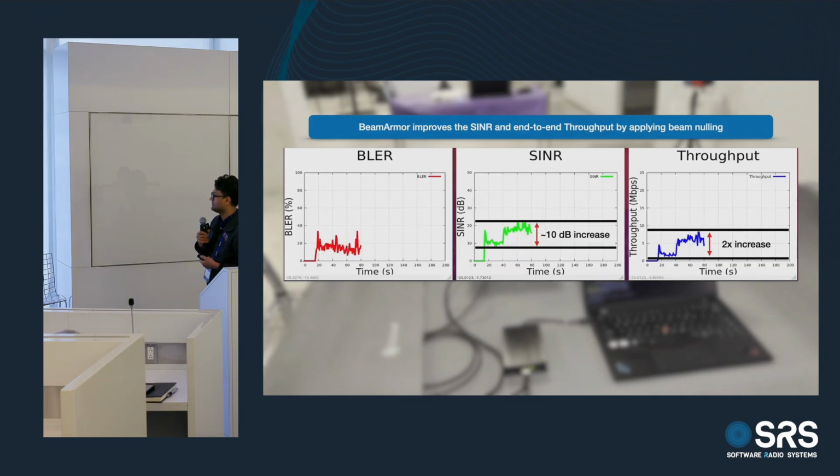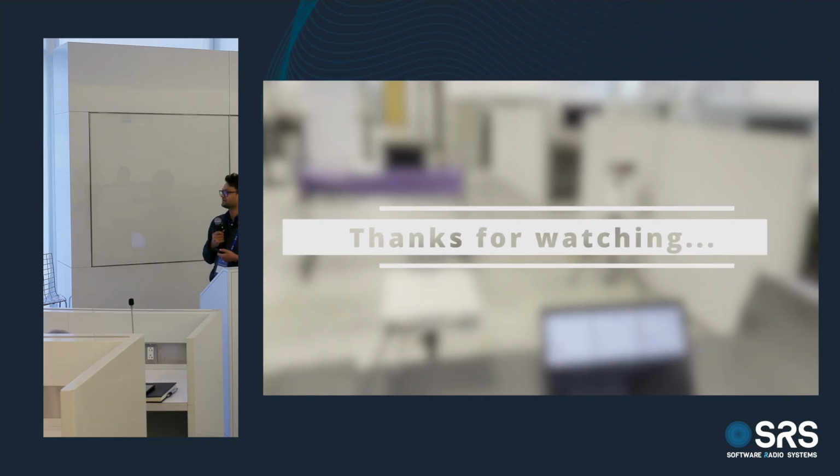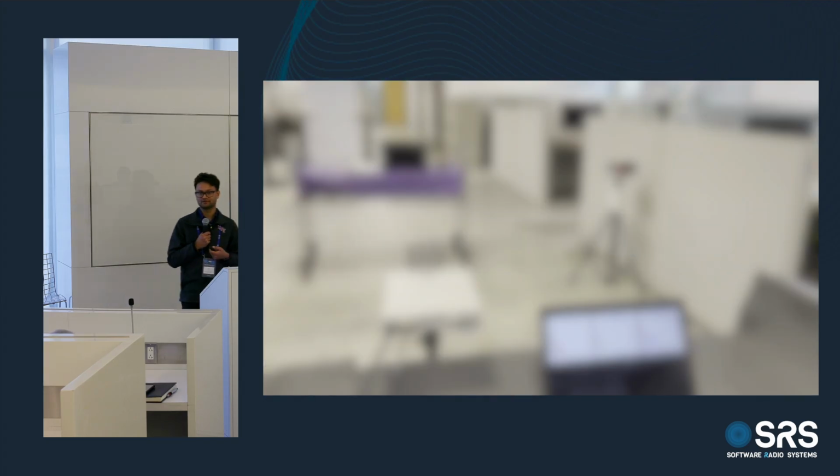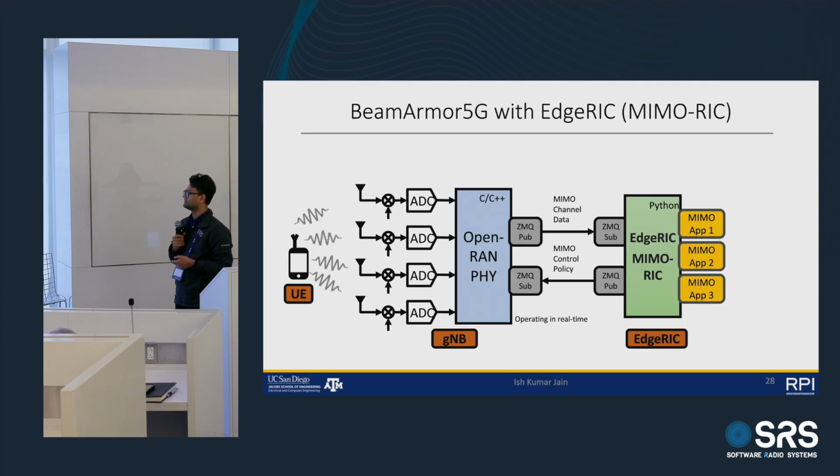Roughly we can get 10 times higher SNR, and you can recover your throughput back to the original state, as if the jammer is not there, right? So you can really get rid of the jamming signal. So this is the work we did, and then we realized, okay, this was working with srsRAN 4G.